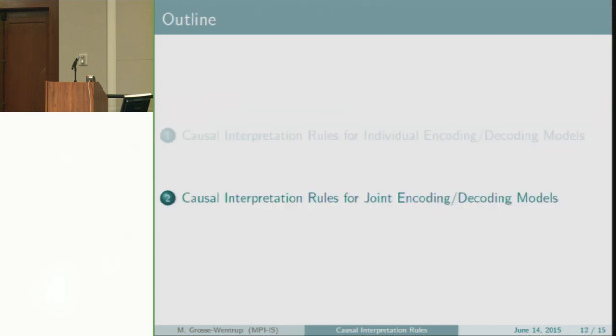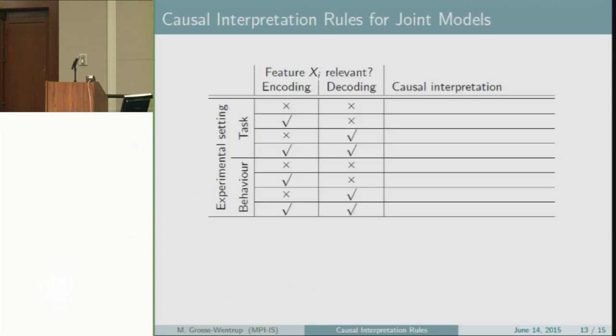But we can get out of this mess by training joint encoding and decoding models. We can take the same data, train an encoding model on it, train a decoding model on it, and then observe whether these models agree or whether there are asymmetries in the relevances of these models. And whenever there are asymmetries, then we can learn a bit more.